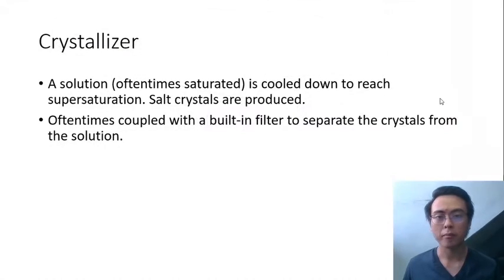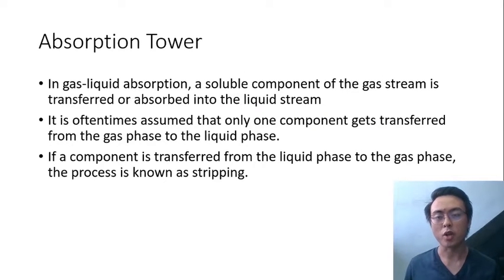Next, absorption tower. Okay, the absorption tower is where liquid-gas or vapor-liquid absorption happens, or sometimes even stripping. The process of vapor-liquid absorption is that you have something in the vapor stream or the gas stream that you want to be dissolved in the liquid stream. So it's a type of recovery.